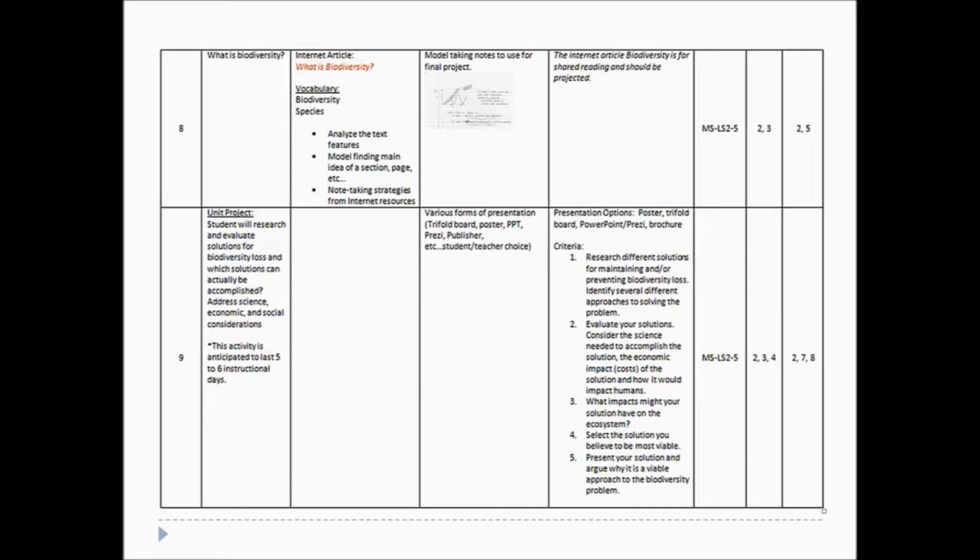Lessons 8 and 9 build on experiences with ecosystems by focusing the attention on an understanding of biodiversity and examining design solutions for biodiversity loss. The article, What is Biodiversity?, includes examples of biodiversity loss that can be used as the basis of student investigations for Lesson 9.